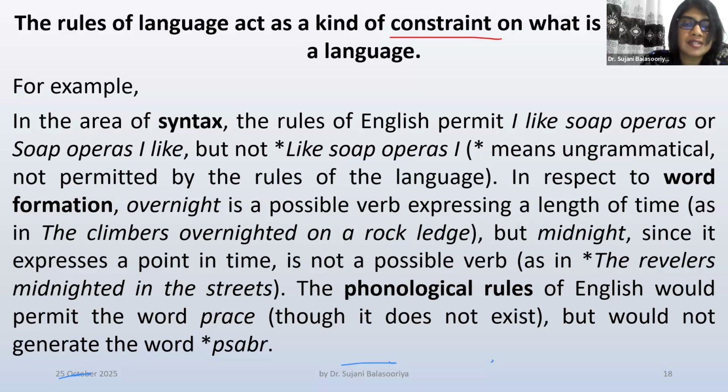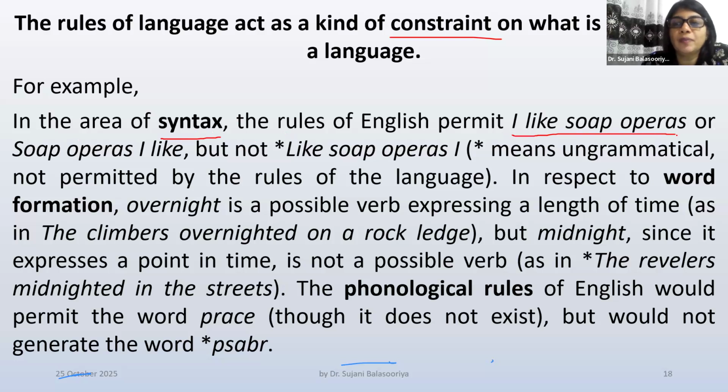Now there are examples. To understand this in a better way, you have this paragraph, but there are several different points inside this paragraph, right? Okay, here is the first one. In the area of syntax, now you know by now what syntax is. Syntax means studying sentence formation. Then in syntax we have rules. They are called syntactic rules or grammar rules. Then in the area of syntax, the rules of English permit, I like soap operas. This kind of sentence is okay.